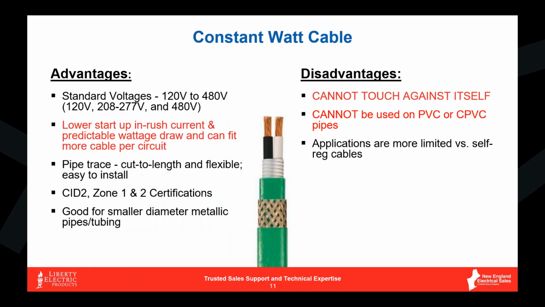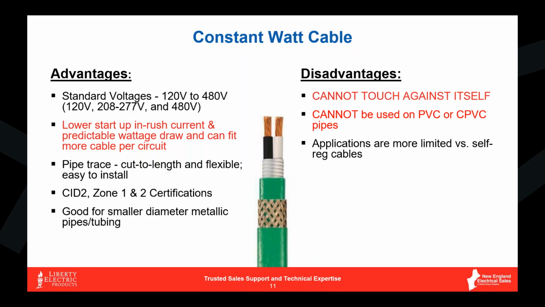So we talked a bit about the advantages and disadvantages of each cable. I do like the fact that the constant wattage cables have a lower inrush current versus the spike you're typically going to get with a self-regulating cable. So you can size your circuits and usually get a lot more cable length on a constant wattage cable job than you could on a self-regulating job. But again, it can be a little trickier in terms of ensuring that you're not touching against yourself. There can't be anything malleable in line that could potentially deform, melt, or misshape because of the excess heat.